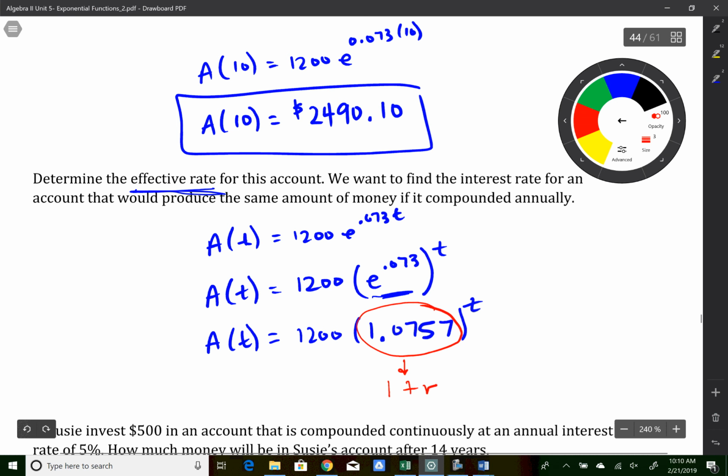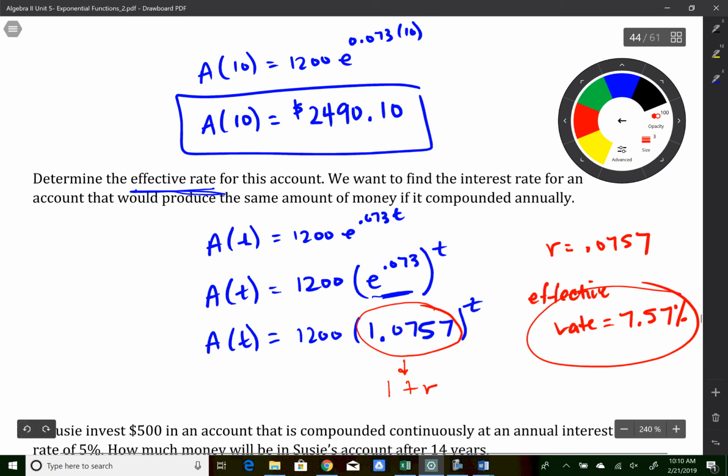Well, if I just want to know the rate, I want to subtract 1 from that number. So if I do 1.0757 minus 1, I get 0.0757. So this is what we call the effective rate. And I'll show it as a percent, move the decimal place 2 times, and we get 7.57%. Super close to what we started with, right?